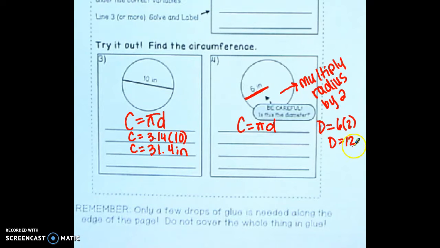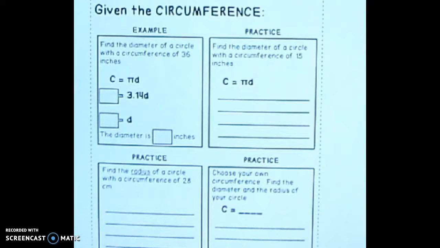Now I can take this number and plug it into my formula. And when I multiply that, I get 37.68 inches. All right, finding the missing lengths given the circumference. In our journal, this is on page 75. Find the diameter of a circle with a circumference of 36 inches.